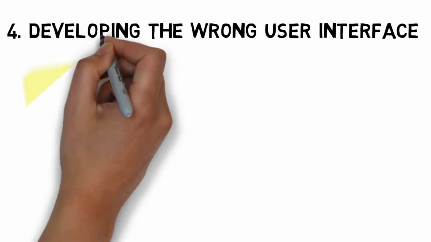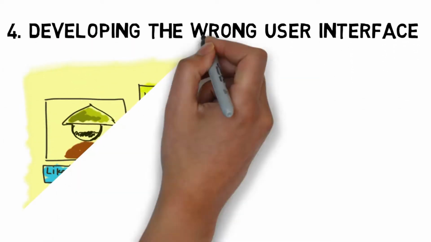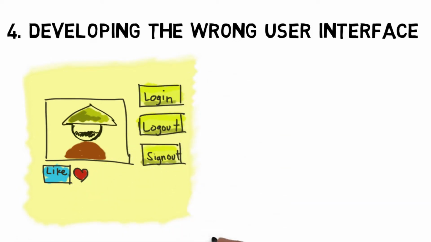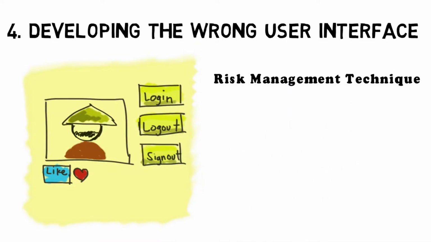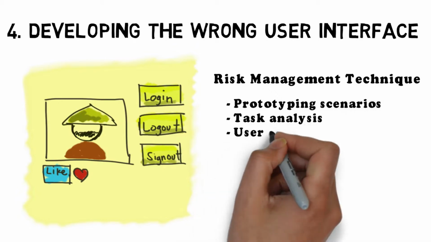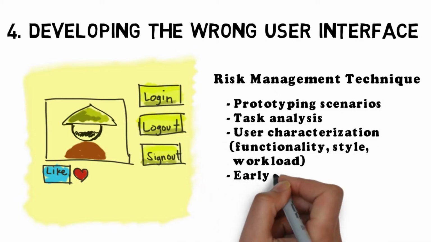Fourth will be developing the wrong user interface. More likely when you are developing an unfriendly interface just like this one, where buttons are unnecessary and it's quite messy. So the risk management techniques for this one are prototyping scenarios, task analysis, and user characterization.